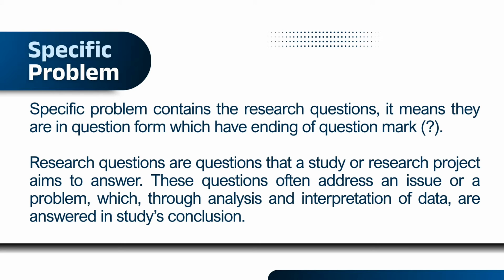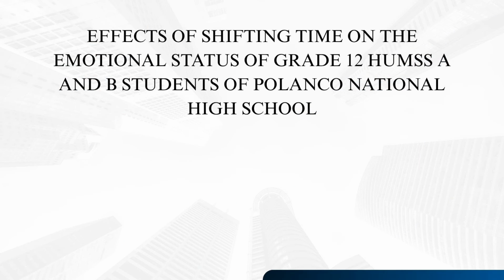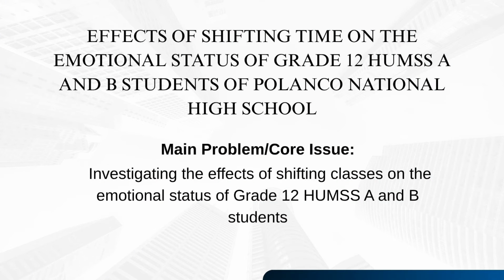So now, the step-by-step procedure in creating research questions. We base it on our research title. Our research title is Effects of Shifting Time on the Emotional Status of Grade 12 UMC and B Students of Polanco National High School. I just want to make this an example in creating the SOP. Second, I will identify the main research problem involved in the study. In my study, the main problem or core issue is investigating the effects of shifting classes on the emotional status of grade 12 UMC and B students.